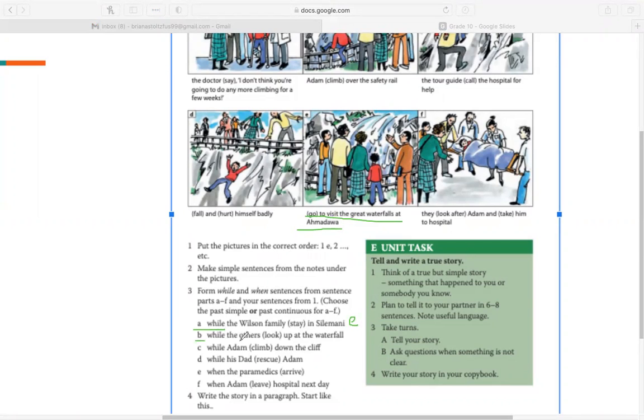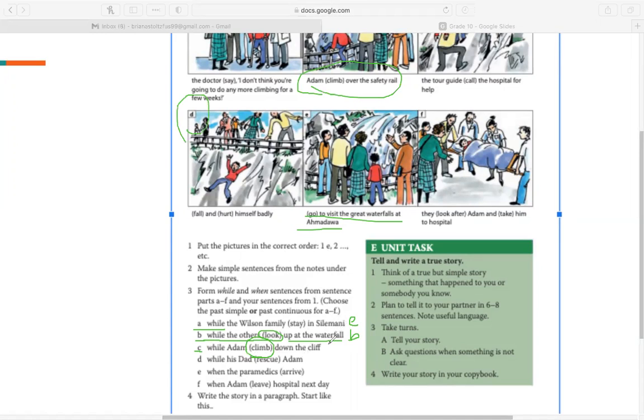B says, while the others looked or were looking up at the waterfall, what happened? What was the second part of the story? Adam climbed over the safety rail. So we say, while the others were looking up at the waterfall, Adam climbed over the safety rail. C says, while Adam was climbing down the cliff, what happened?